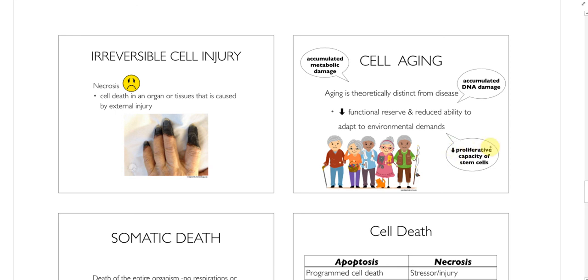Cells also can decrease their proliferative capacity, or there's a decreased proliferative capacity of stem cells, which are like our backup cells. Sometimes they are the primary cells that then differentiate. And if there are no stem cells, or if they can't differentiate the way they're supposed to, we've lost a lot of our ability then to replace cells that die.